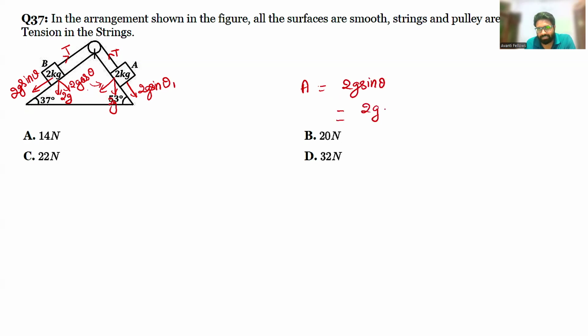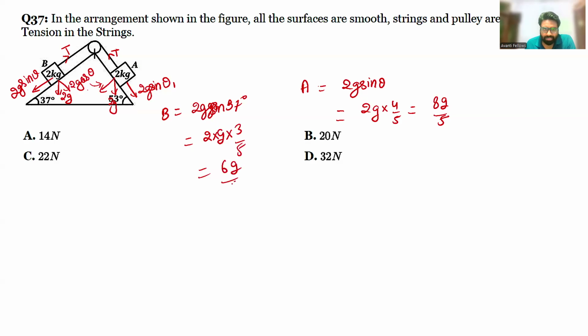So 2g sin 53 will become 4 by 5, which is 8g by 5. And for block B, it is 2g sin 37, which is 2 times g into 3 by 5, and this ultimately gives you 6g by 5. So you can say that clearly the force acting on block A is greater than the force acting on block B. So block A will pull block B in this way.